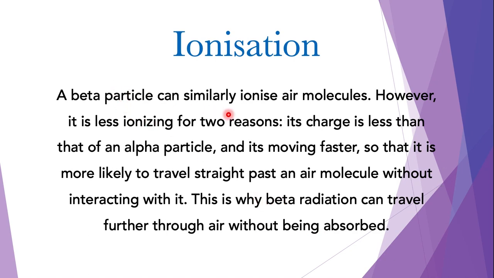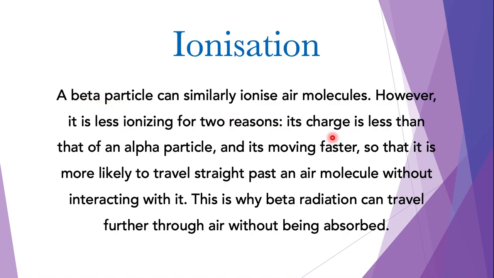The beta particle can similarly ionize air molecules. However, it is less ionizing for two reasons. Its charge is less than that of an alpha particle. We know that it's an electron. An alpha particle is positively charged because it has 2 protons and 2 neutrons. I mean, neutrons are neutral particles, but there are 2 protons, so it has more charge than a beta particle, which has only 1 electron.